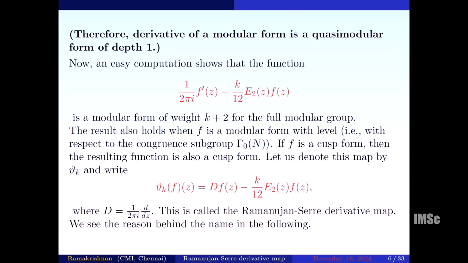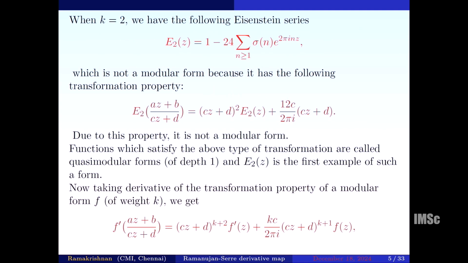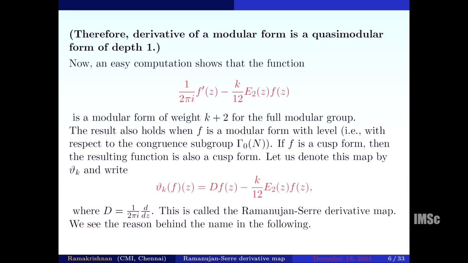Now, since the derivative of E2 has the same type of transformation with the extra term, this is one extra error term here, and I can cancel it. So, a linear combination of E2 and f becomes a modular form. Take the derivative of f, 1 by 2 pi i, minus k by 12 E2 f. This combination cancels the error term, and it behaves like a modular form of weight k plus 2 for the full modular group. So, the result holds for any weight, any level also.